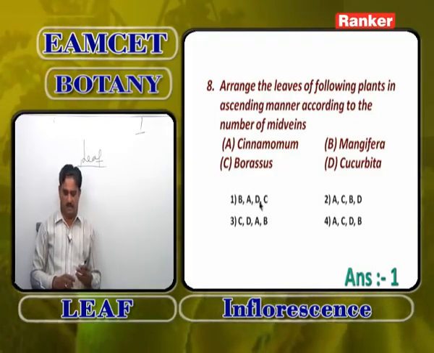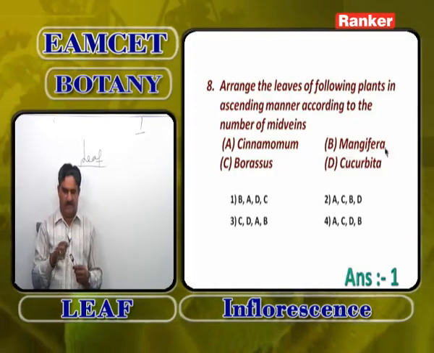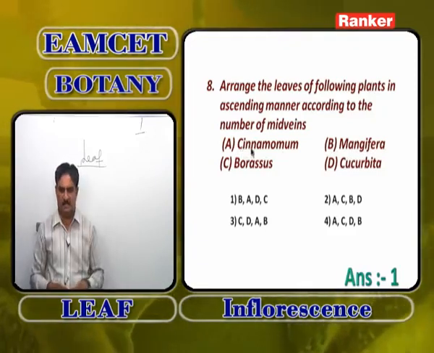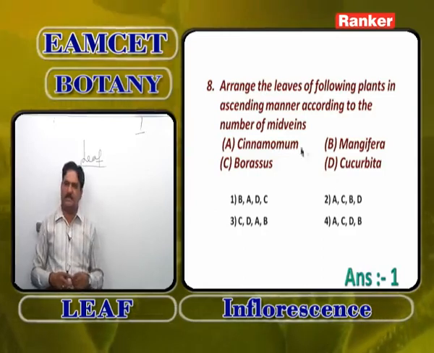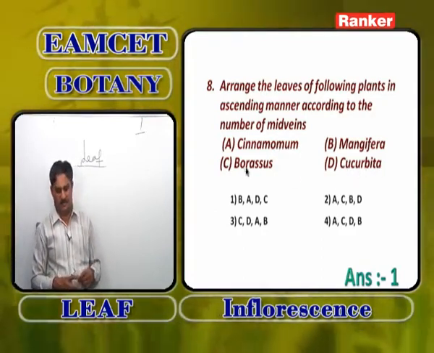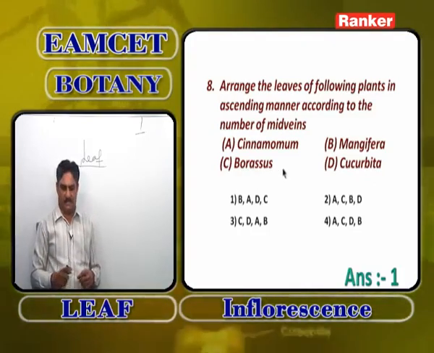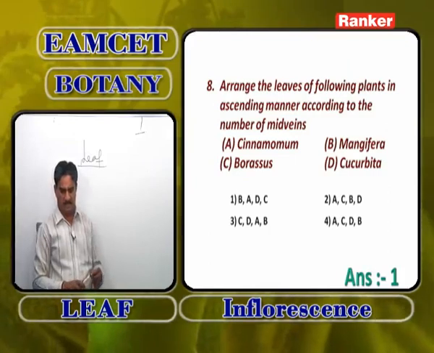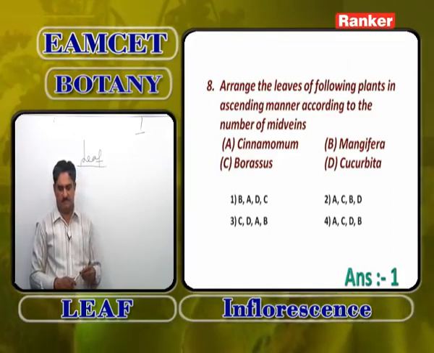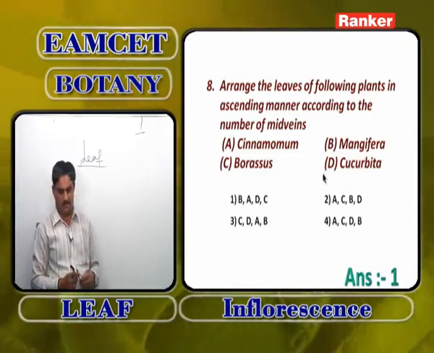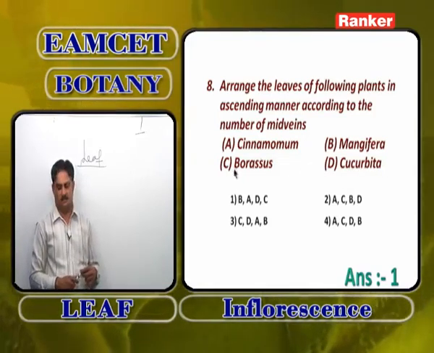Mangifera, only one midrib. Cinnamomum has reticulate venation, that's why a limited number of midribs, all arranged at the leaf apex. Cucurbita, many midribs which enter their individual lobes. And finally Borassus, many midribs, palmately divergent, where many midribs are present. So the answer is first Mangifera, next Cinnamomum, third Cucurbita, and last Borassus.